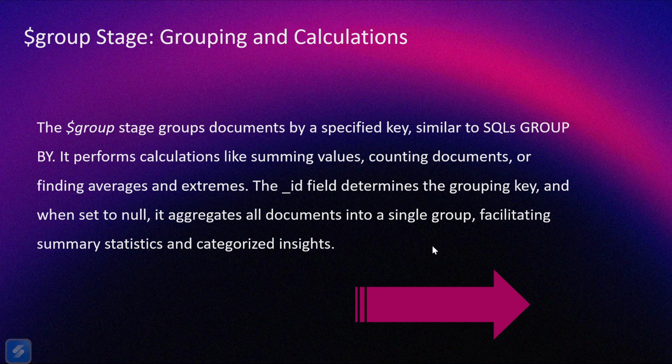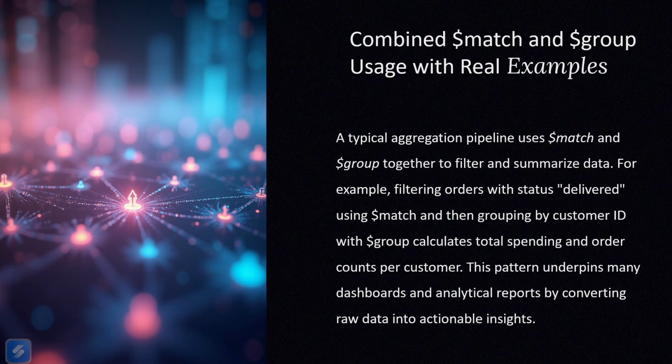Next, let's see the combining of match and group. A typical aggregation pipeline uses match and group together to filter and summarize the data. For example, filtering the orders with status delivered using match, and then grouping by customer ID with group calculates total spending and order counts per customer. This pattern underpins many dashboards and analytics reports by converting the raw data into actionable insights.